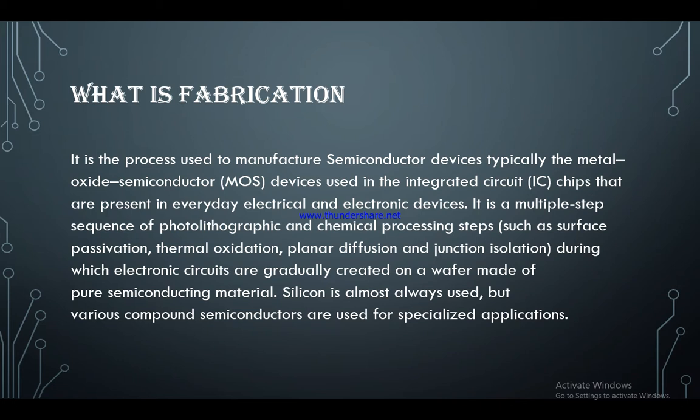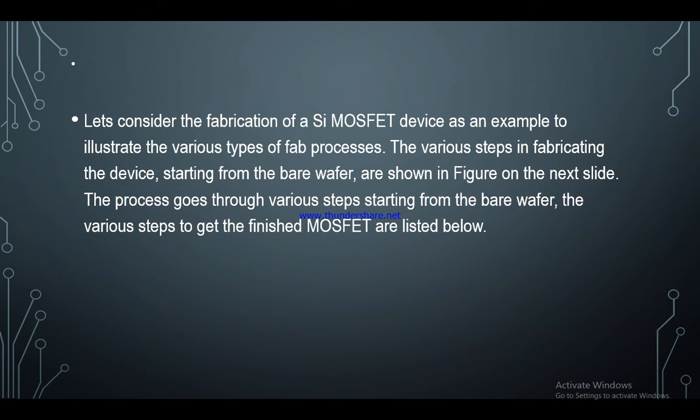Typically, the metal oxide semiconductor devices used in integrated circuit chips that are present in every electrical and electronic device. It is a multiple step sequence of photolithographic and chemical processing steps such as surface passivation, thermal oxidation, planar diffusion, and junction isolation, during which electric circuits are gradually created on a wafer made of pure semiconductor materials. Silicon is almost always used, but various compound semiconductors are used in specialized applications.